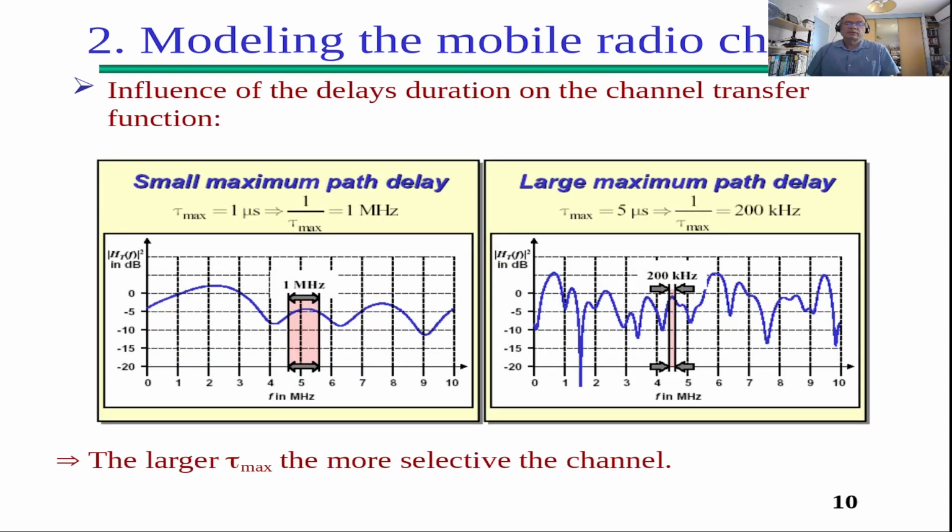So what happens with the delay duration? We are going here to consider the tau max, that is the maximum delay we find on a channel impulse response. Two examples here, 1 microsecond and 5 microseconds. If you take the inverse of these values, you find 1 megahertz and 200 kilohertz. And this simply represents, if you look at the signal on the transfer function, a kind of stability region, the width of the stability region you are able to find for these channels. So what you can see here is the larger the tau max, the more selective the channel.